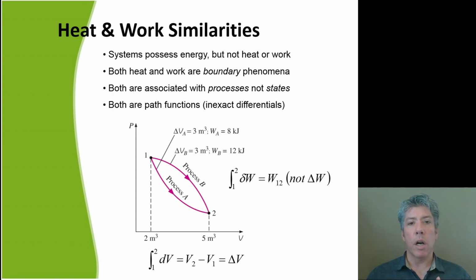Both heat and work are what are called inexact differentials, and so we use this terminology, this odd Kronecker delta instead of a d. If you think about a property of a system, like volume, for example, if you change the volume of a system, it doesn't matter exactly what path you take. The change in volume between the two states will simply be the difference in volume.